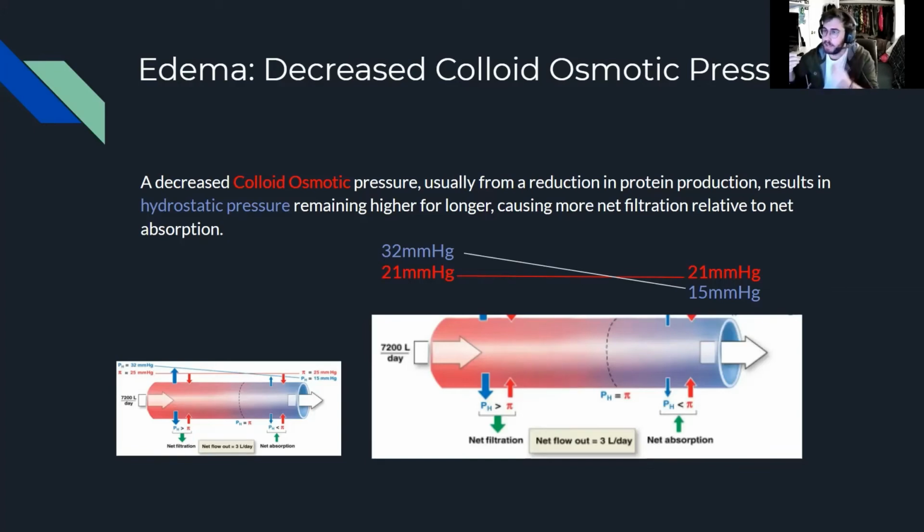As colloid osmotic pressure decreases, hydrostatic pressure is now higher than it for longer and less than it for less time, increasing net filtration, bringing fluid out of the capillary into the surrounding lymph and interstitial fluid, and decreasing net absorption, which is bringing less back in. Again, some combination of extra filtration, less absorption.